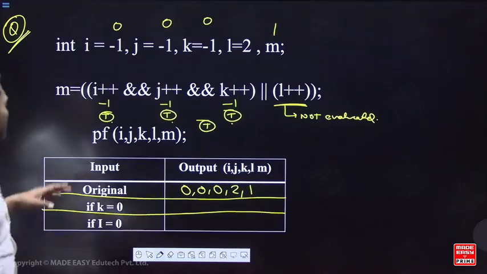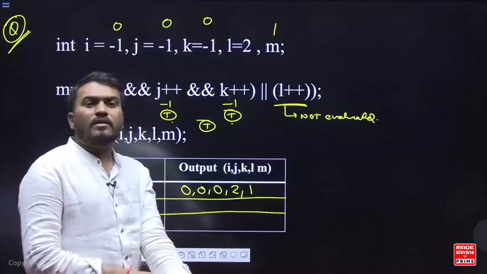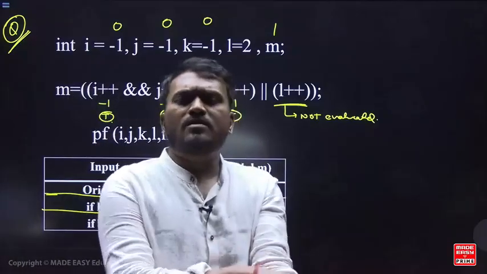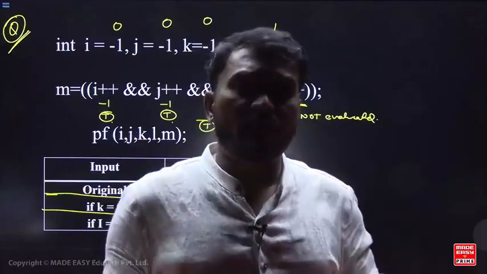Right. So with this entire expression being true, you have an OR operation here. In the OR operation, what is the rule? If anyone is true, the output will be true. What happens in the OR operation? If anyone is true, the output will be true.